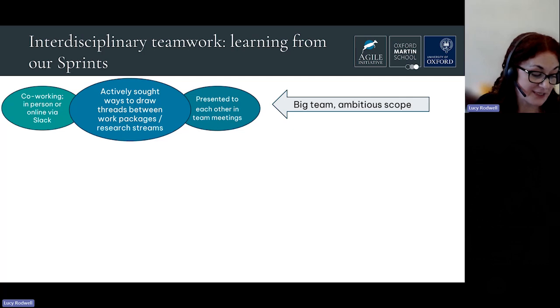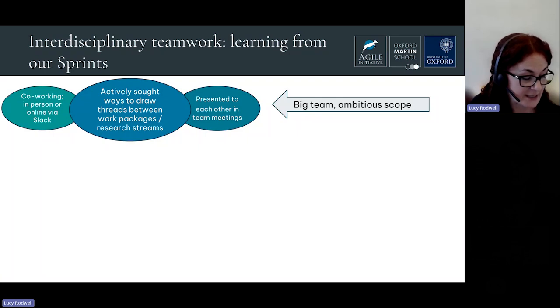To establish common understanding between disciplines and keep the overall project in focus, team members and work packages presented to each other in the team meetings. In this way, they proactively sought to establish connecting threads between the work packages and research streams, enabling good understanding of the interrelated dependencies and compensating for delays. So in the example of this sprint, they had a delay in their social welfare team, which was held up by a QREC ethical approval process.